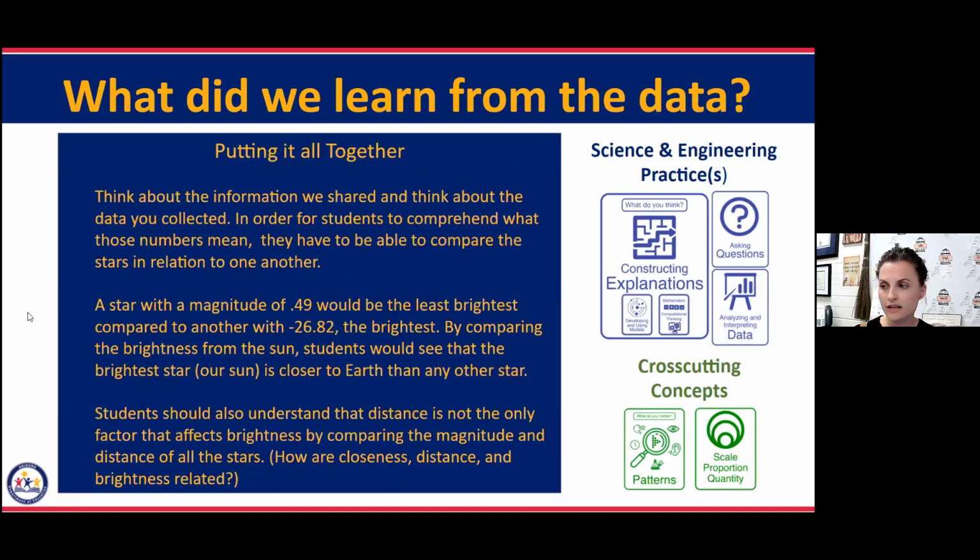So putting it all together, as I talked about, a star with a magnitude of 49/100 would be the least bright compared to another that was negative 26 82/100. So by comparing the brightness of the stars from the sun, students would see that the brightest star, which is our sun, is closer than any other star. It does not mean that it is the brightest star in the sky.